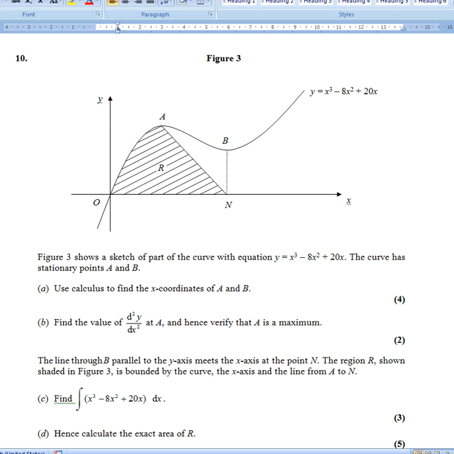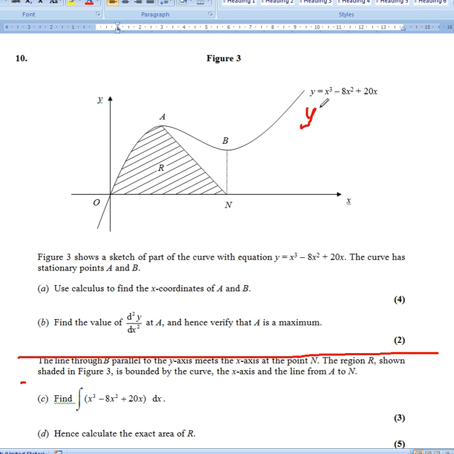Now on to May 2006. We're not going to do all of this question because some of it involves integration, so it's a combination of calculus questions. We're only going to go down to there, so 6 marks. Use calculus to find the x coordinates of A and B. That's the maximum point and the minimum point of this curve.